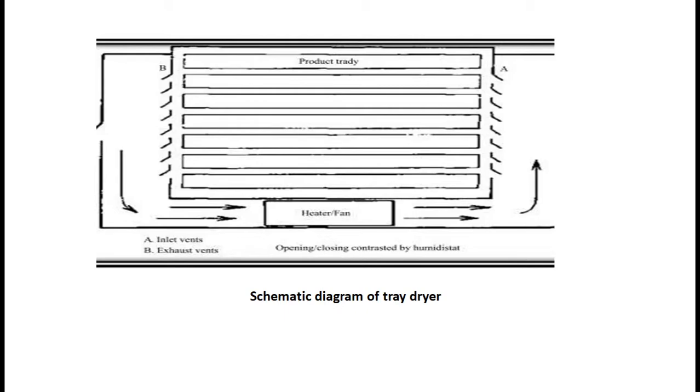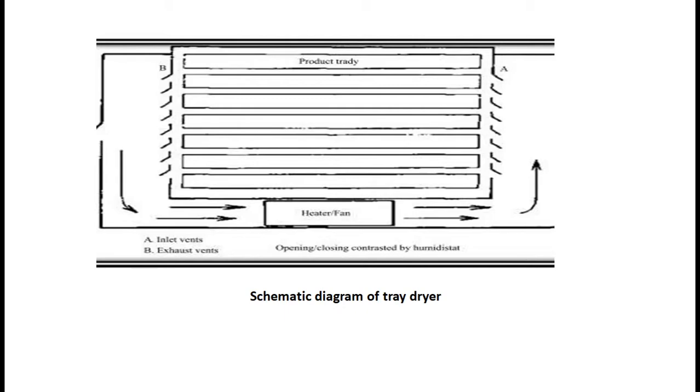In the tray dryer, the material is large size or sticky. As I explained in the previous slide on the selection of the dryer, the material size is again important. In the tray dryer, we can use lump size material, granule material, or sticky material also. This tray dryer is a batch process, or we can use it in continuous also. But mostly in the industry, it is used in a batch process.